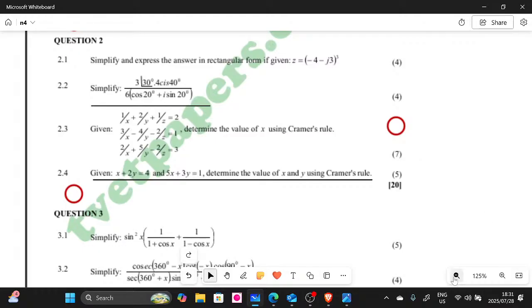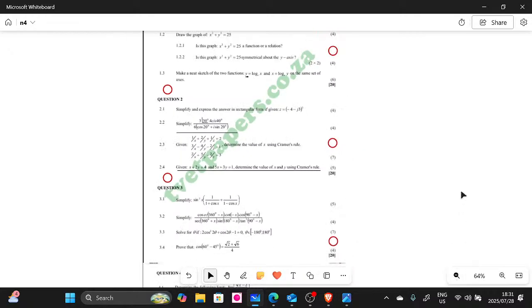So I'm going to zoom down there and try to copy this question. Equation 1, this is 2.4. Try to be quick. Equation number 1 is going to be x plus 2y is equal to 4. Equation 2 is 5x plus 3y is equal to 1.